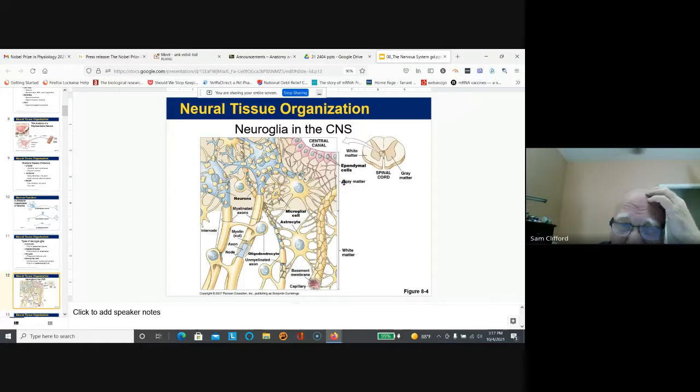Then we have ependymal cells that line the cavities in the brain. So that is going to produce cerebrospinal fluid and will nourish and regulate the activity in nerves. And that system is going to be very, very important.